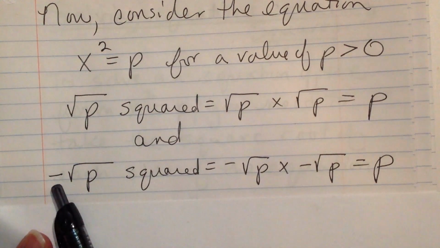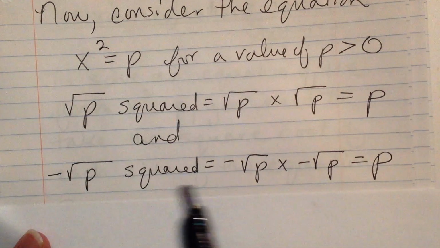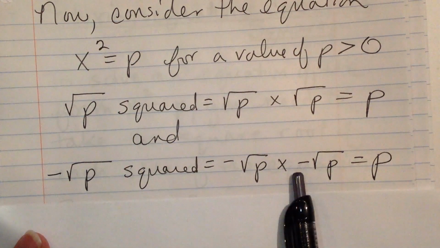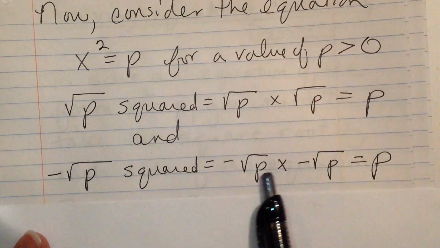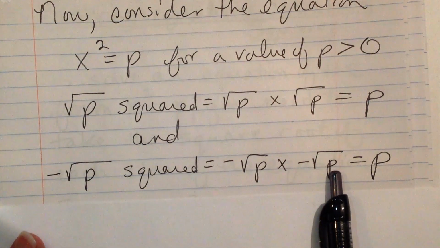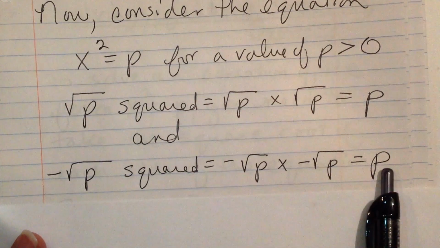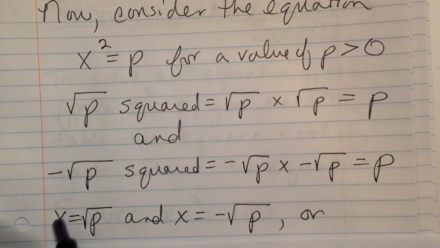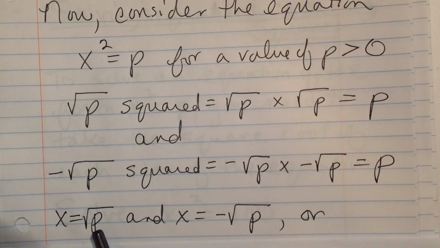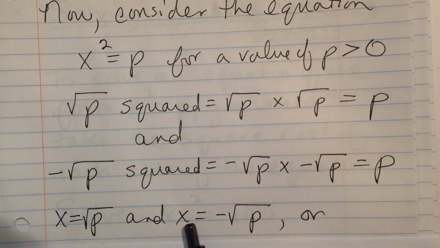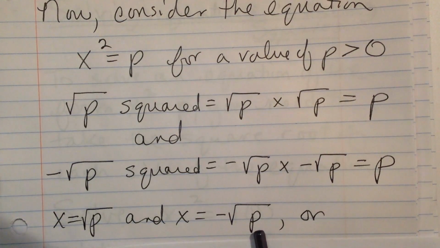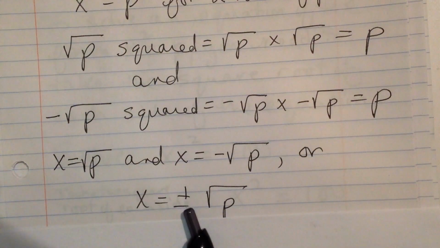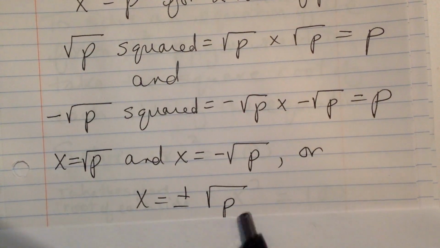Same would be for negative square root of p. If you square it, that's negative square root of p times negative square root of p. Well, negative times a negative gives you a positive, and square root of p times square root of p also gives you p. Therefore, x is equal to the square root of p, and x is equal to negative square root of p, or x is equal to plus or minus the square root of p.